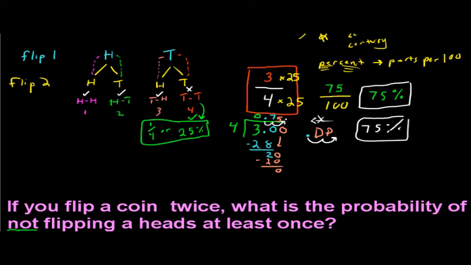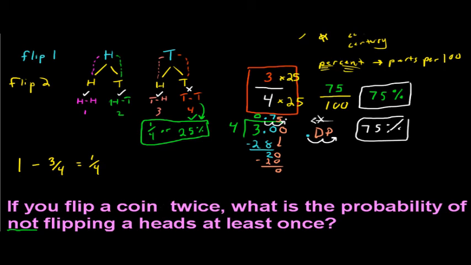So what we can do is we can find the probability of flipping heads at least once and subtract that away from 1, and that will tell us the probability of not flipping heads at least once. So you may see it written a different way like this. So I have 1, and the probability of flipping heads at least once was 3/4. We determined that in the previous problem. And so if I subtract that away from 1, I'm left with 1/4. So it's a 1/4 probability of not flipping heads at least once if I flip 2 times.